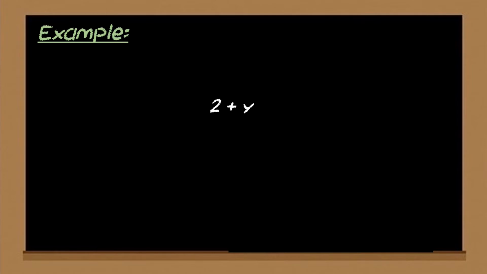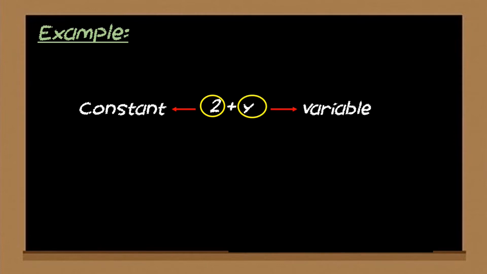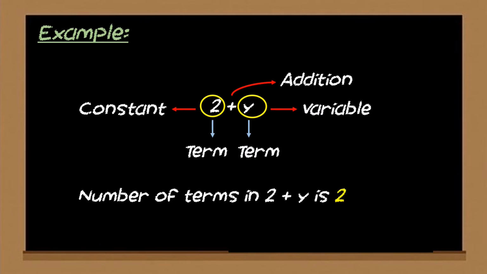Here the number 2 is called constant. The alphabet y is called a variable. The operation addition connects both constant and variable. Constant 2 is one term, and the variable y is one term. This algebraic expression 2 plus y has two terms.